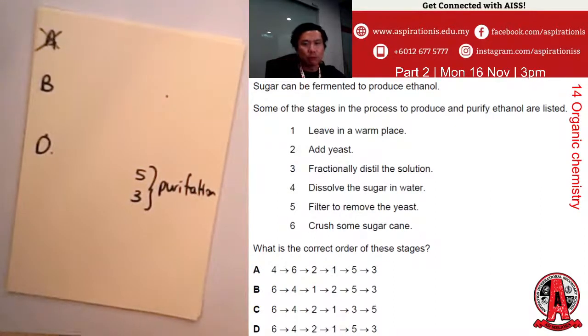So you need to make a choice between steps 1 and 2. Do you leave it in a warm place first? Or do you add the yeast first? Of course you add the yeast first, then only you leave it in a warm place, right? You leave it in a warm place so that the enzyme activity can be optimum. Alright, so you add the yeast which will provide the enzymes, and then you leave it in a warm place. Yeah, D. I don't know about you, but this question is very good, amazing.